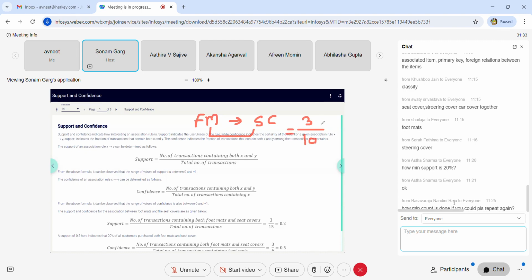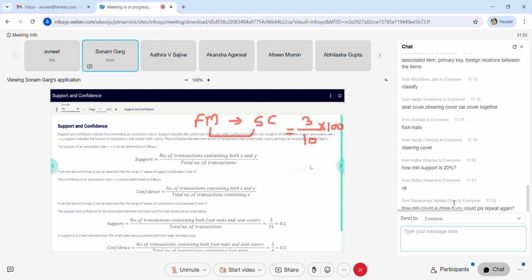If I just multiply it by 100, what will it give you? It will give you the percentage, the number of times these two items were purchased together. This is one way of looking at it: in how many transactions out of the total transactions, both the items were purchased together.